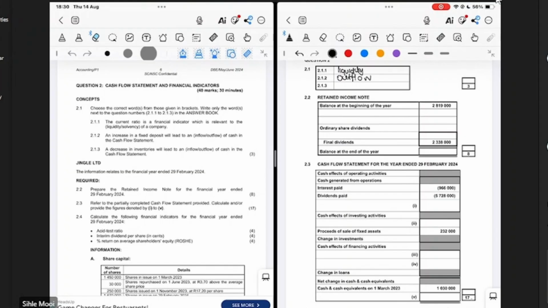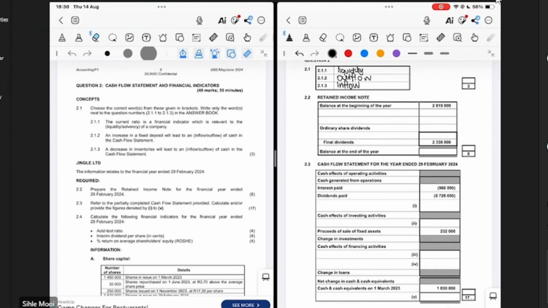Then a decrease in inventories will lead to an inflow or outflow of cash in the cash flow statement. Which one do we think it is? Inflow. It is an inflow because what would be happening? You would be selling your inventories. So if they're decreasing, that means you're getting money because you are selling them. So that will be inflow.